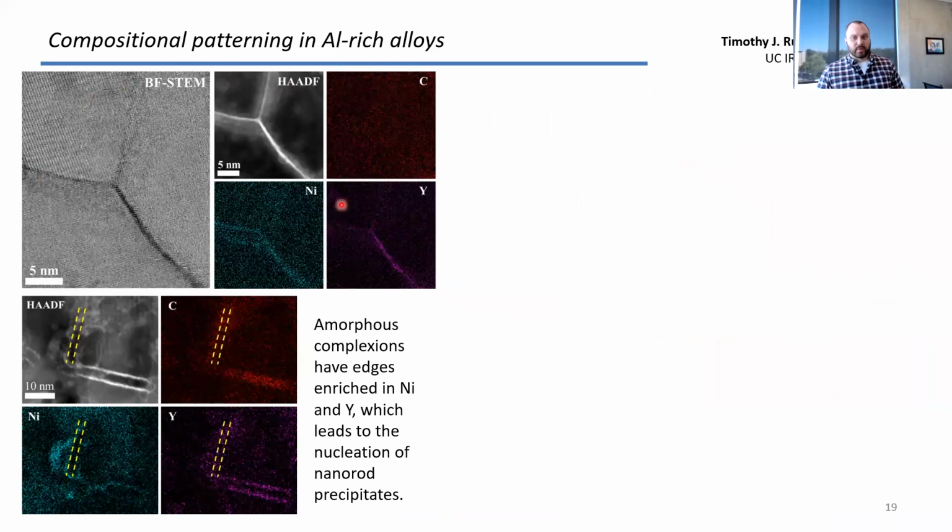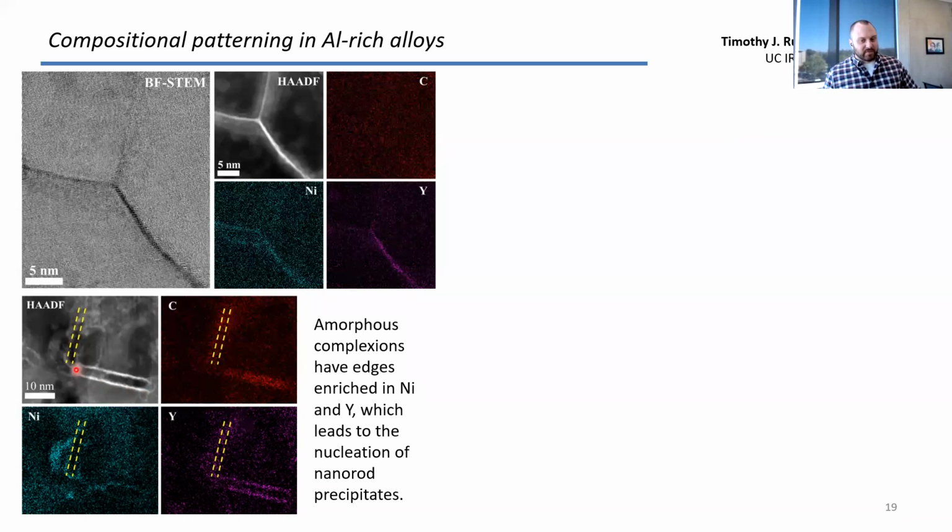On this top, we're just showing that you get segregation to all the grain boundaries. You can get some amorphous complexions. These here are outlined by the yellow lines. But what's interesting is the amorphous complexions end up having enrichment of yttrium and nickel along the outside as well. Primarily, it's most obvious in the yttrium in this case. We think it's important for controlling the complexions, but it does lead to other interesting stuff.